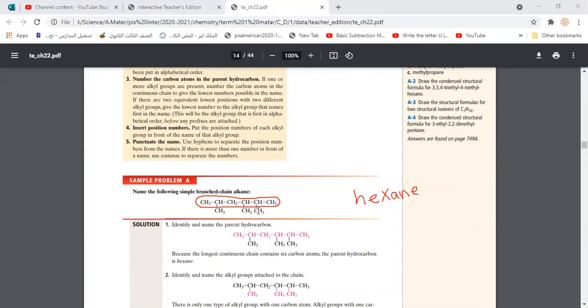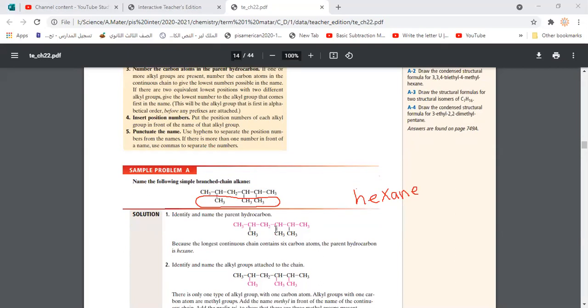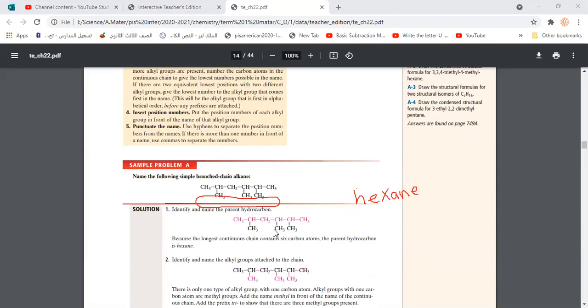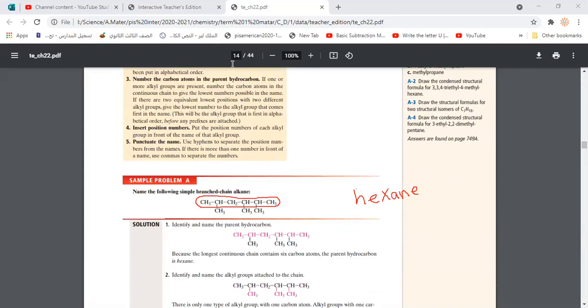Yes. Actually, we need to count from the side which is near to the branch. So here we need to count from the side which is near to the branches. You get it? That means if we count from here, the branches will be on 2, 4 and 5. But if we count from here, they will be on 2 and 3. Get the idea? Okay. So we count from this side.